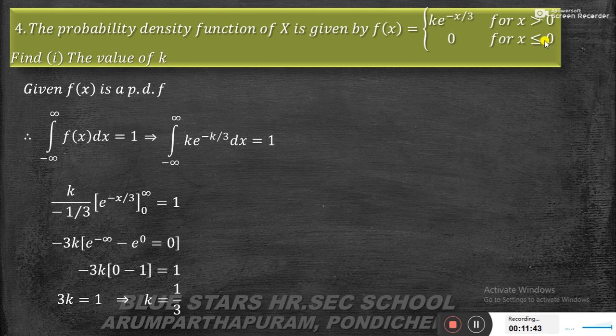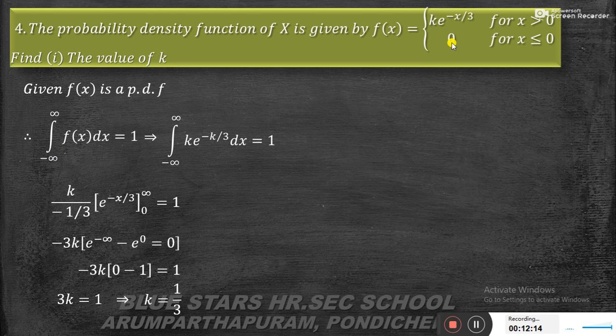Minus infinity to 0 represents x less than or equal to 0. The answer is 0. So I substitute. Next, plus 0 to infinity. 0 to infinity means the function is k e power minus x by 3 dx. That means this minus infinity to plus infinity I split into 2 integrals, that means the 2 limits, minus infinity to 0 plus 0 to infinity.